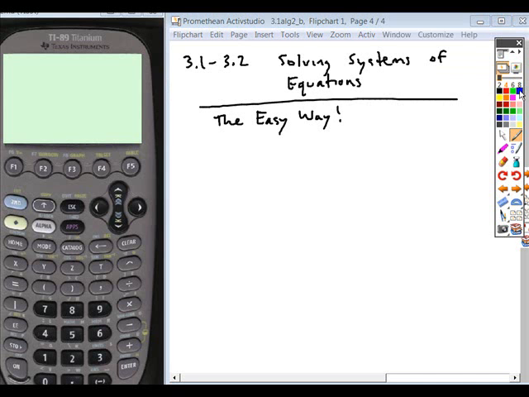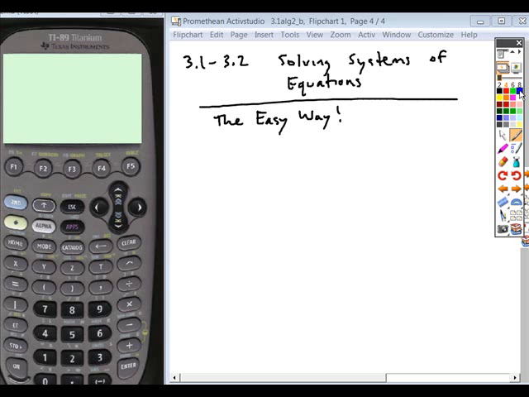Here's the easy way to solve systems of equations. First of all, you need to be able to recognize a system. What is a system of equations? Two lines, just two lines graphed on the same set of coordinates, is a system.